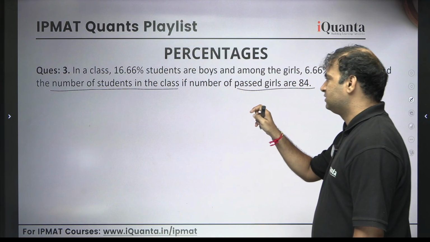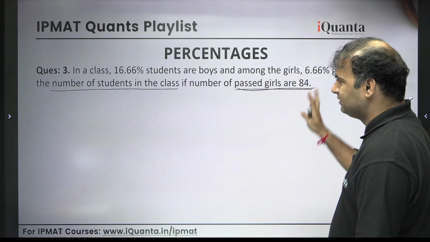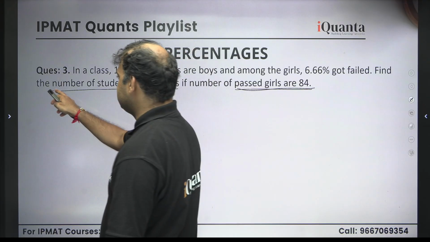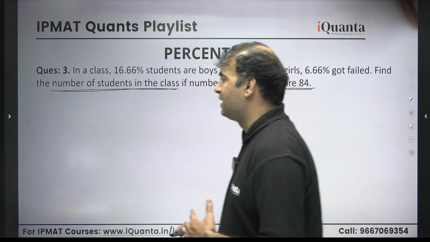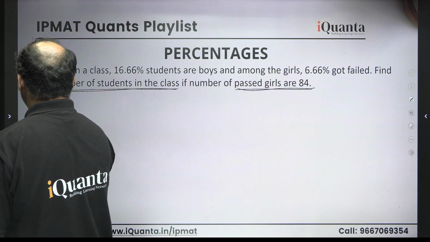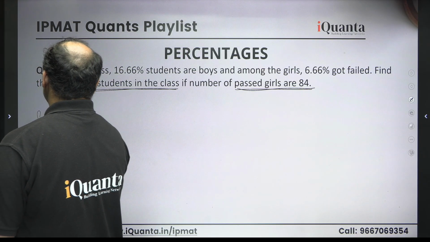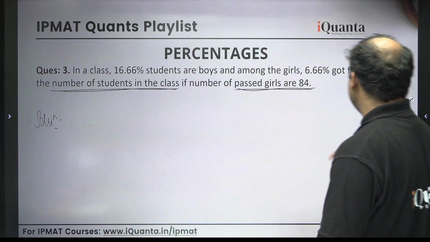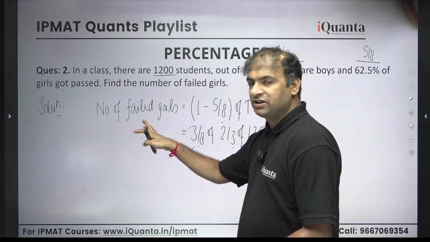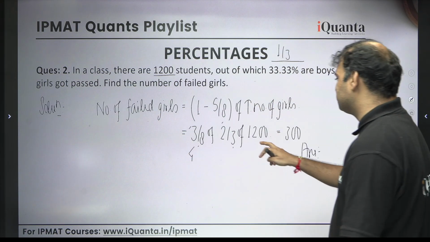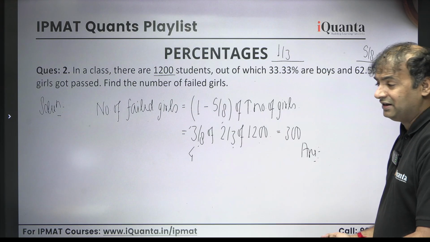That means the data which is given is the number of passed girls, and the data which is being asked is the total number of students. So we'll try to connect a relation between these two. How? I hope you understand we can do this just like the last problem, because in that also we got the relation between the number of failed girls and the total number of students. So the same thing we can do here, right?